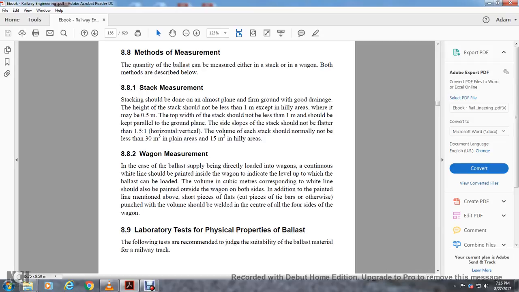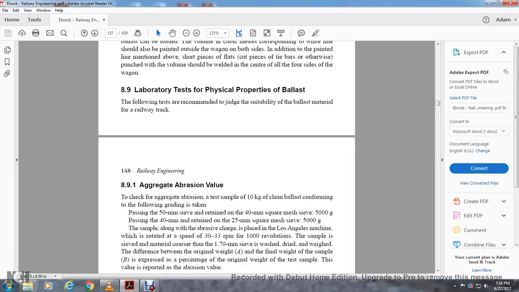8.9 Laboratory tests on the physical properties of ballast. The following tests are recommended to judge the suitability of the ballast material for the railway track. 8.9.1 Aggregate abrasion, aggregate abrasion value.